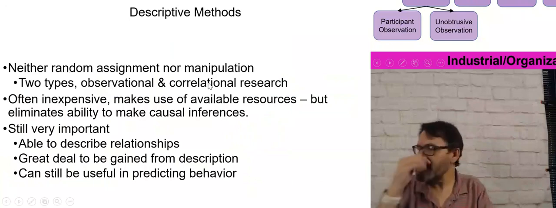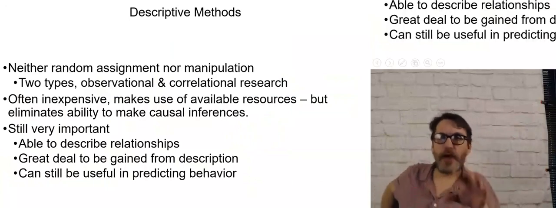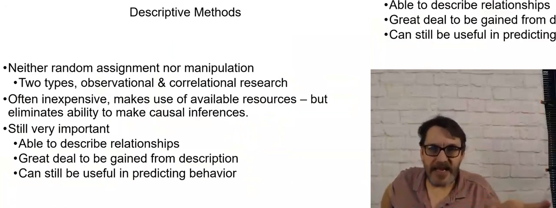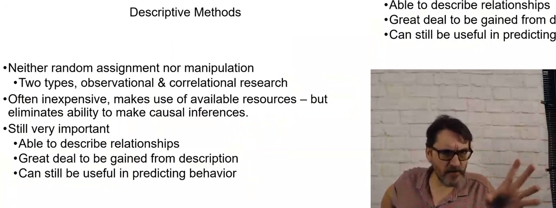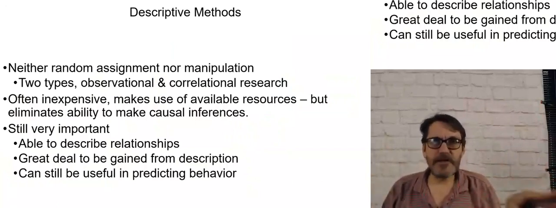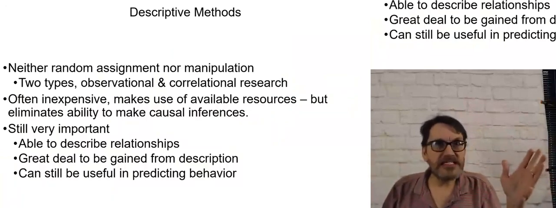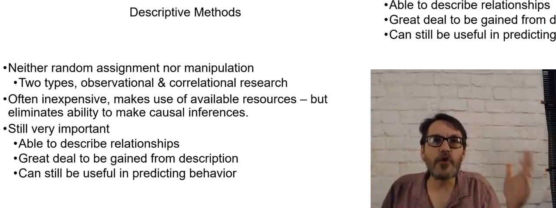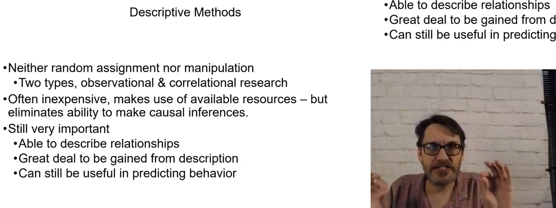But what descriptive methods have in common is that there's no random assignment. You're not manipulating anything. We're going to talk about independent variables and dependent variables, but there is no independent variable. You're not manipulating anything. You're not controlling these things. You're just going out there and looking and describing what's there.